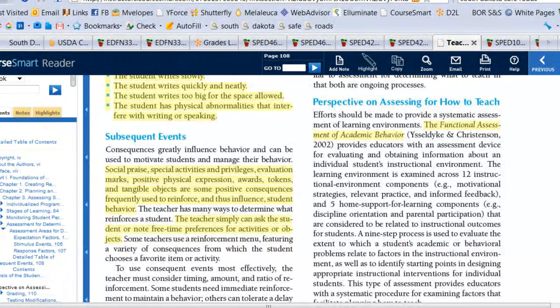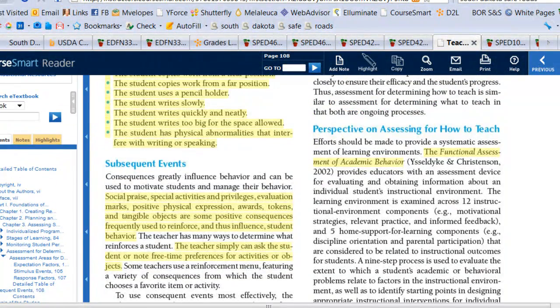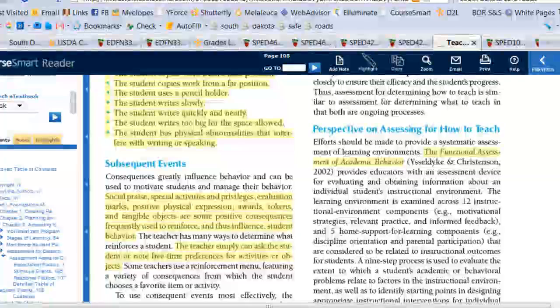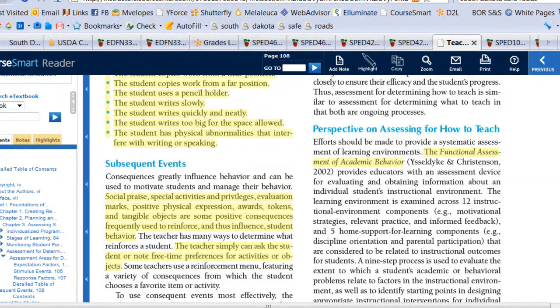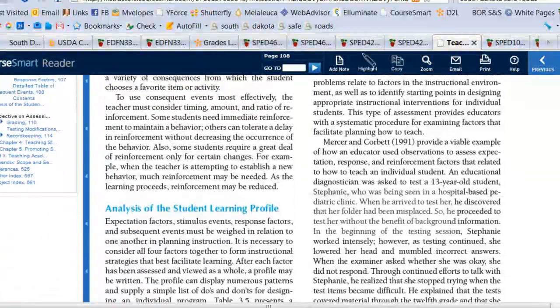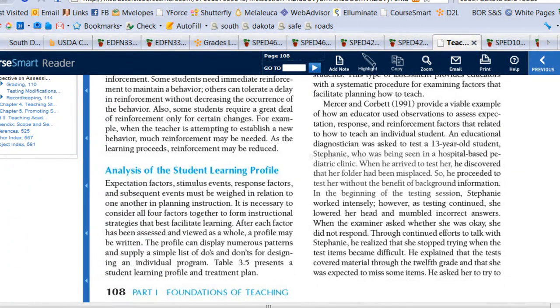I'm going to come back here now to the text perspective on how to teach. The functional assessment of academic behavior provides educators with an assessment device for evaluating and obtaining information about the individual student's instructional environment. And that's what you do. A functional assessment is about their environment. And then they talk a lot about how to determine that.